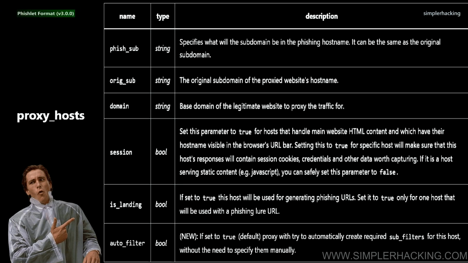The domain indicates the base domain of the target website. This is the core domain name of the website you are targeting for phishing. For instance, if you're targeting example.com, the domain parameter would simply be example.com. This helps the Phishlet define which site traffic should be directed to, and it ensures that when users interact with the phishing site, the traffic is proxied through to the real site.